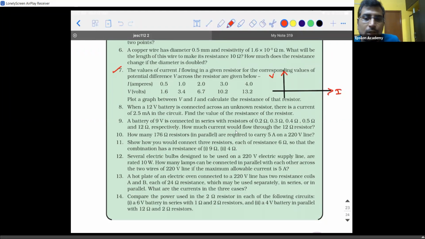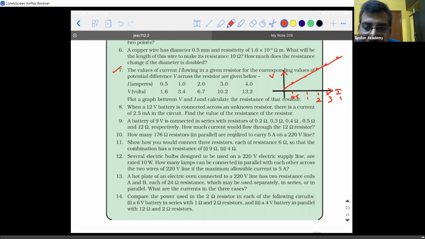Okay. So when the current is 0.5, how much is the potential difference? 1.6. When it is 1, it is 3.4. When it is 2, it is 6.7. When it is 3, it is 10.2. When it is 4, it is 13.2. When I join all these, I'll be getting a straight line. This is an output of an experiment named Ohm's law. So this is how you are going to plot the graph.